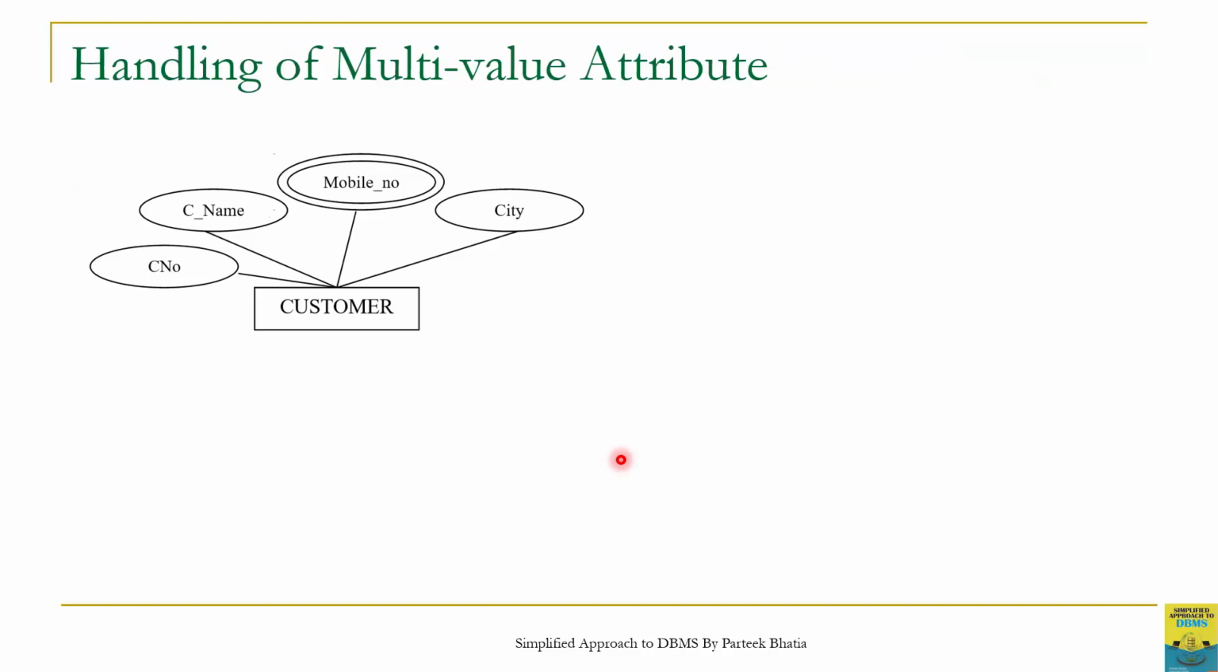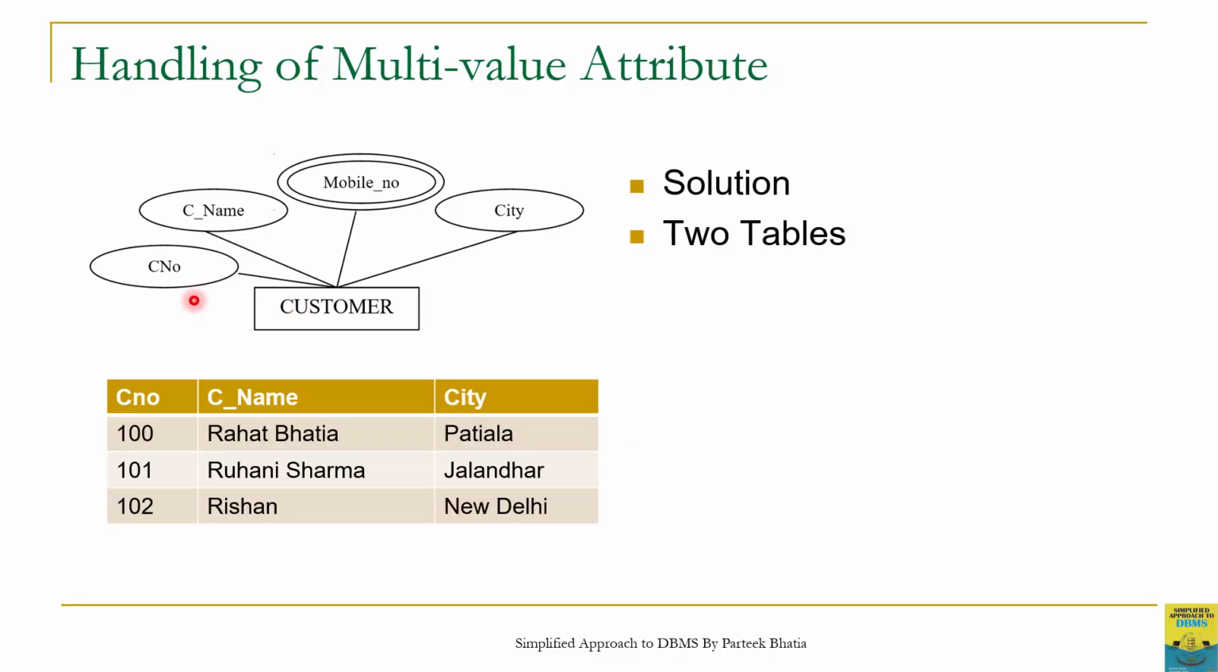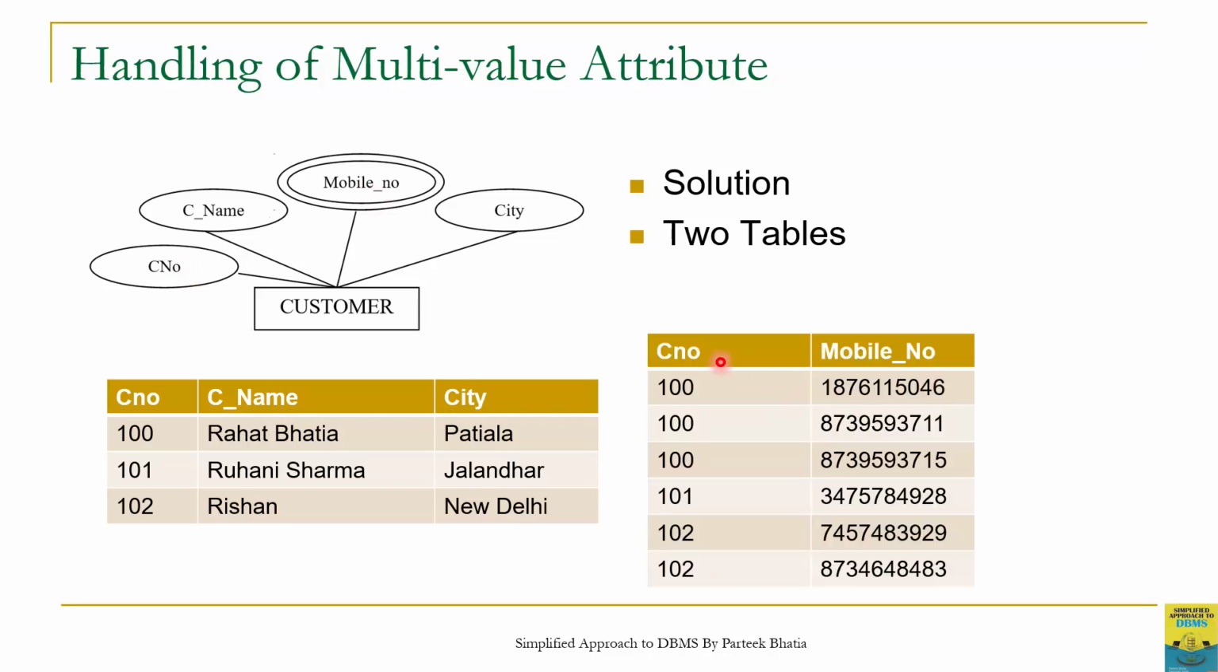So when we convert this entity set to tables, the solution is to create two tables. One table will be customer with all simple value attributes like C number, C name and city as shown in this table. And another table will be created with two columns. One is the primary key of this entity set, that is C number, and another is the multi-value attribute. So the second table will have columns C number and mobile_number. So this is the best strategy to store multiple mobile numbers for a given customer.